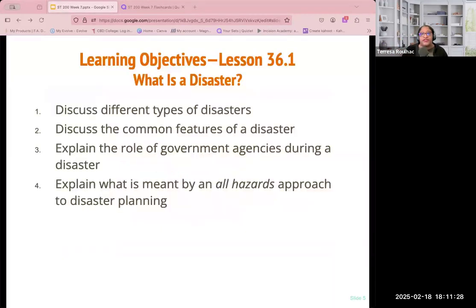So, the first thing we have to identify are disasters. We have to look at common features of disasters and look at government agencies during a disaster. And then explain the all hazard approach.